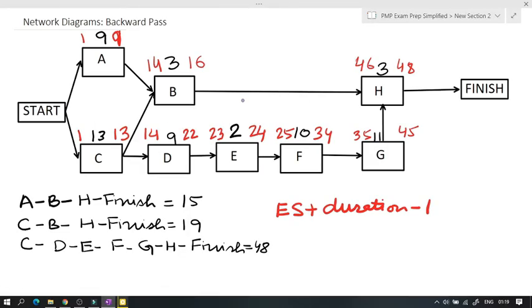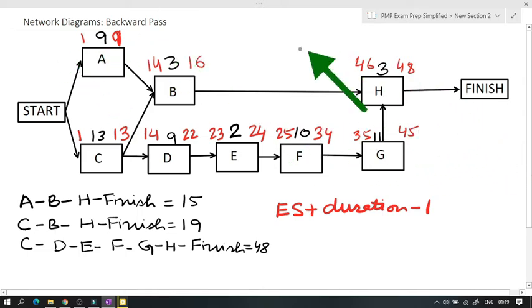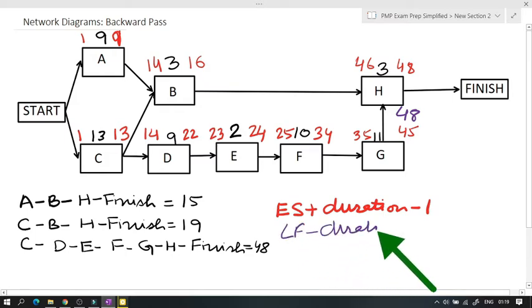The next thing we do is the backward pass. That is, literally we go from finish to start, or right to left. So at the end, we got to this number 48. We put 48 right here. And going by the similar formula, we have late finish minus duration plus 1 as the late start. So 48 minus 3 duration, 45 plus 1, 46.